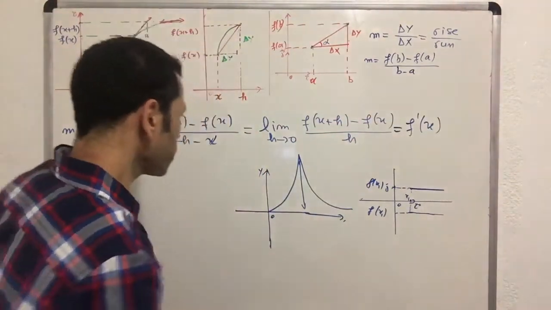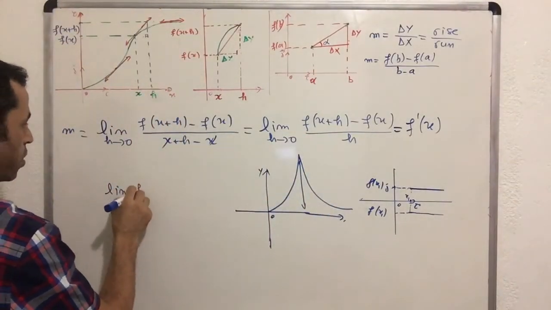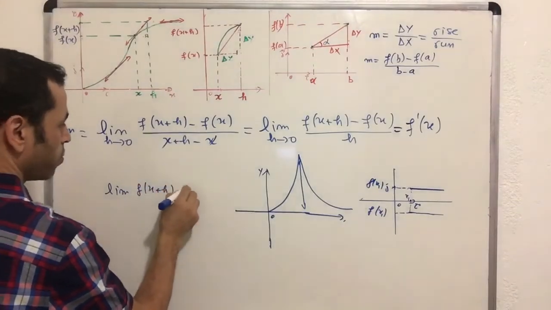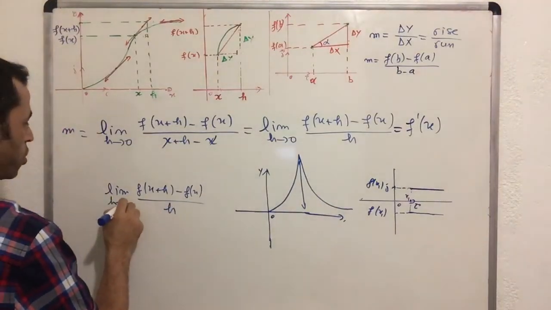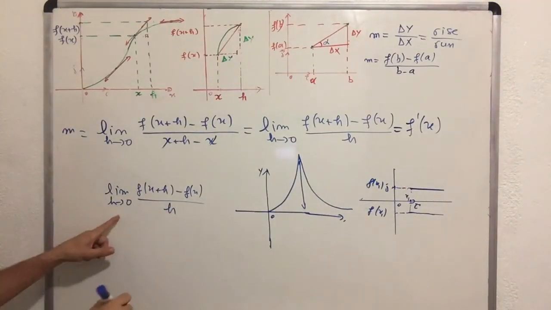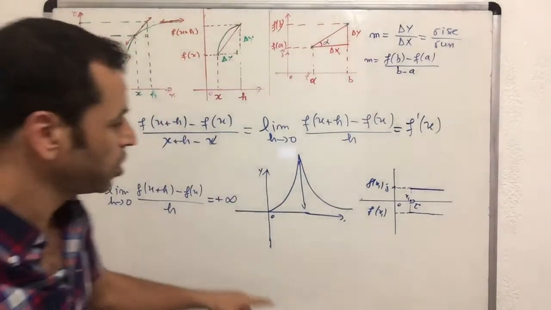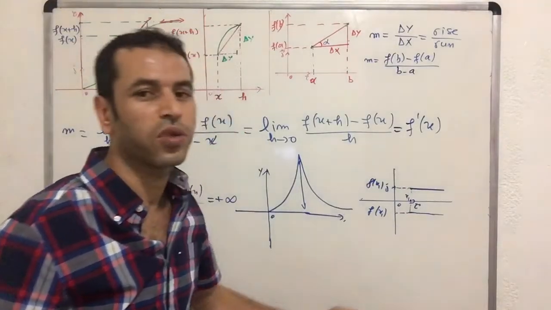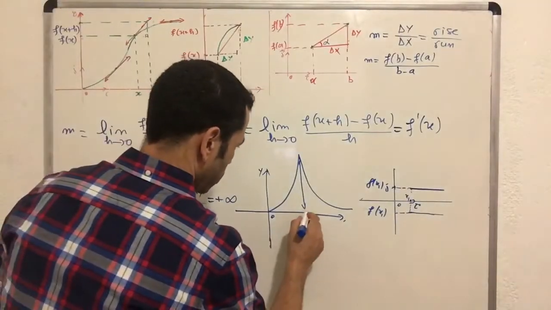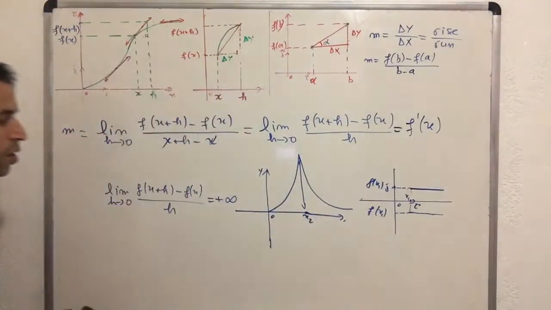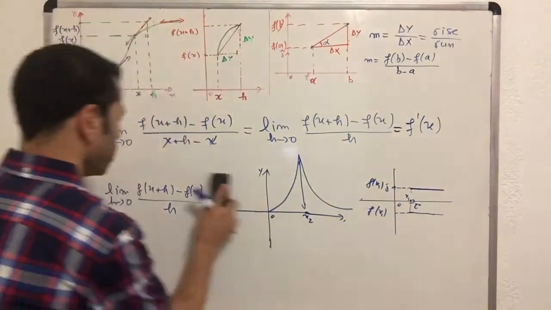What does it mean? That means your limit of f of x plus h minus f of x over h, when h is approaching 0, equals plus infinity. That means your function is not differentiable at that point, at this point. Let's call it x2, for example. This is the example where your function is not differentiable.